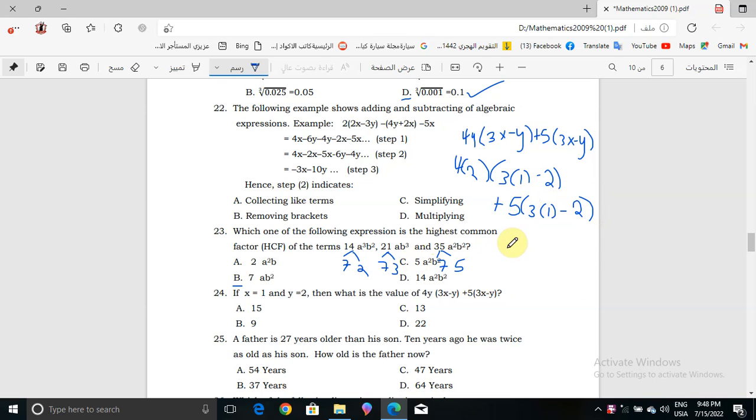Then the final answer, it will be 8 in brackets 3 minus 2 plus 5 in brackets 3 minus 2. Okay, then 3 minus 2 is 1. Then what we have here, 8 plus 5. 8 plus 5 is equal to 13. So that means the answer for question number 24 is choice C.